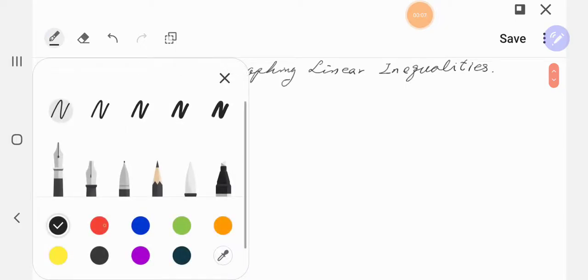Okay, chapter 5.6, graphing linear inequalities. This time it is inequality, not equation. Inequalities are less than or equal to, greater than or equal to. There's a less than or greater than symbol.